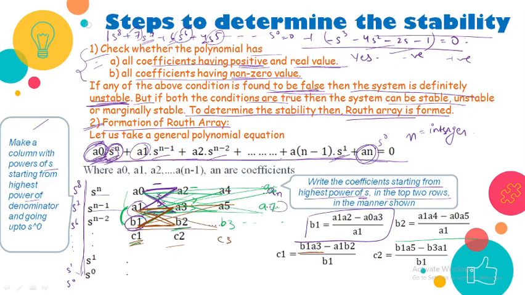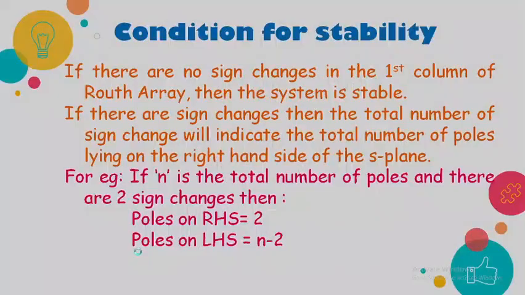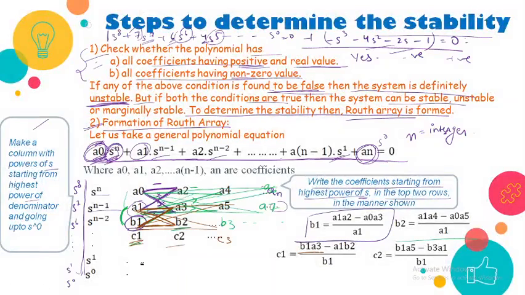Similarly, C3 can also come here and so on. And you have to repeat all these steps until you reach s to the power 0. So here your coefficients can be d1, d2, then it can be e1 and so on, until you reach the row of s to the power 0. So this is how you form the Routh array.